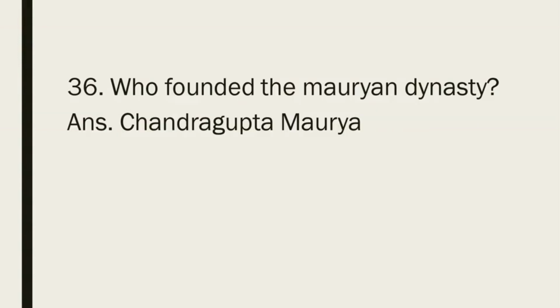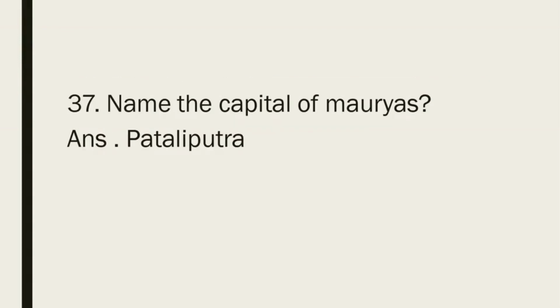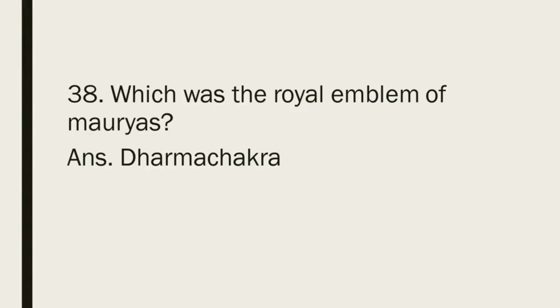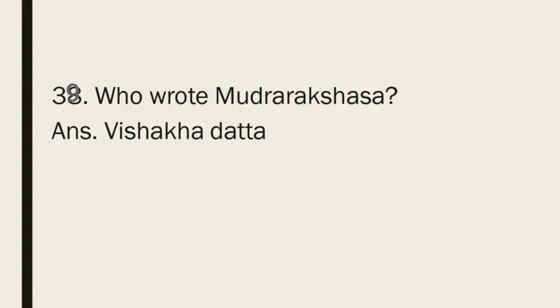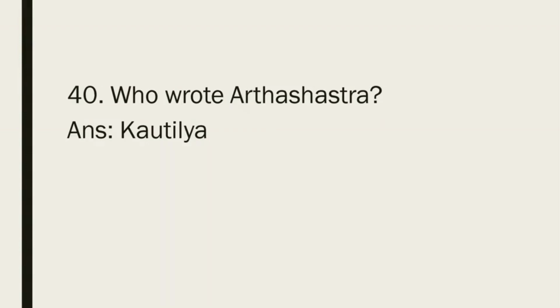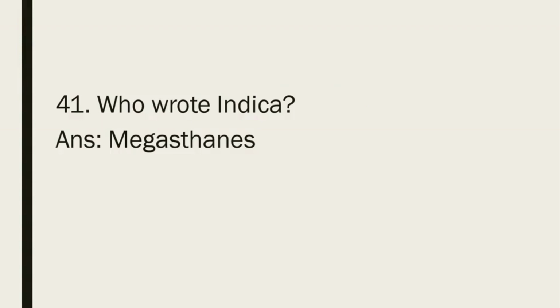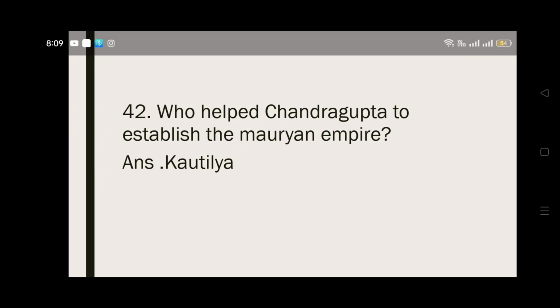Who founded the Mauryan dynasty? Chandragupta Maurya. Name the capital of Mauryas. Pataliputra. Which was the royal emblem of Mauryas? Dharmachakra. Who wrote Mudrarakshasa? Vishakhadatta. Who wrote Arthashastra? Kautilya. Who wrote Indica? Megasthenes. Who helped Chandragupta to establish the Mauryan Empire? Kautilya.